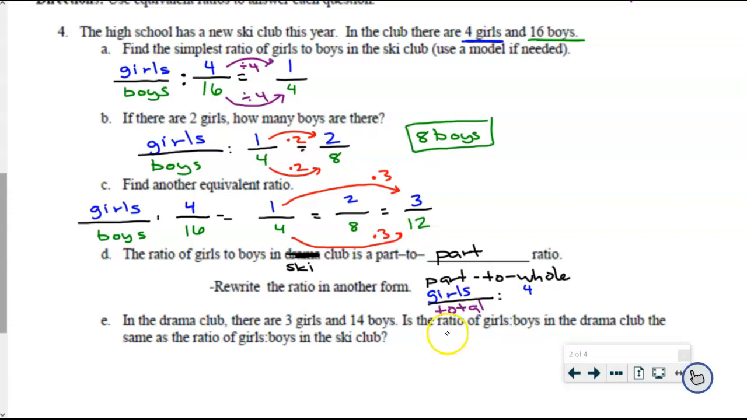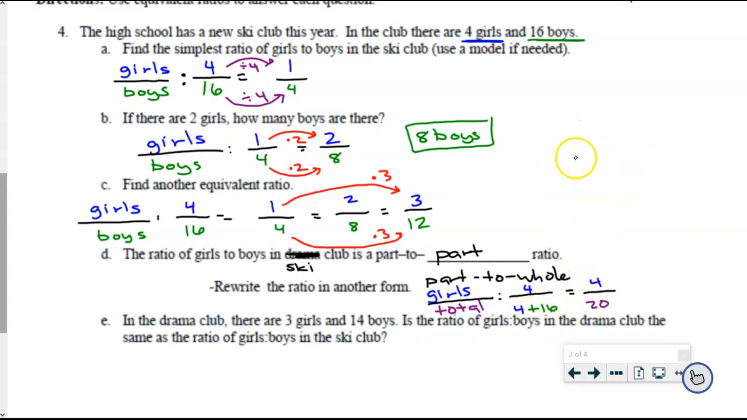Temperance. Yeah, adding the boys to the girls, so I have a total number of kids in the club. So the total is 4 plus 16, the different parts combined, which is where the 4 to 20 actually comes from. Is that the only possibility?